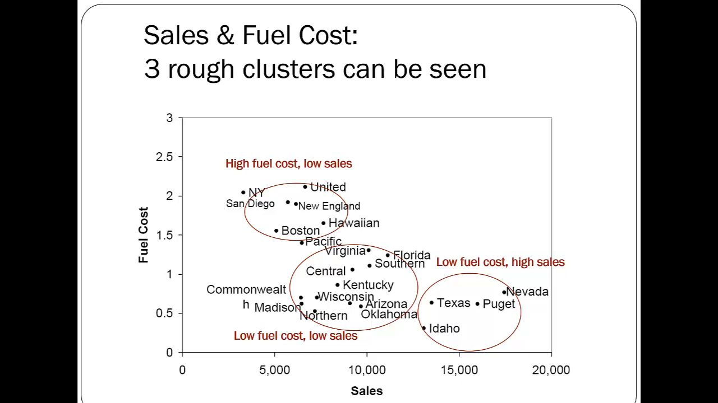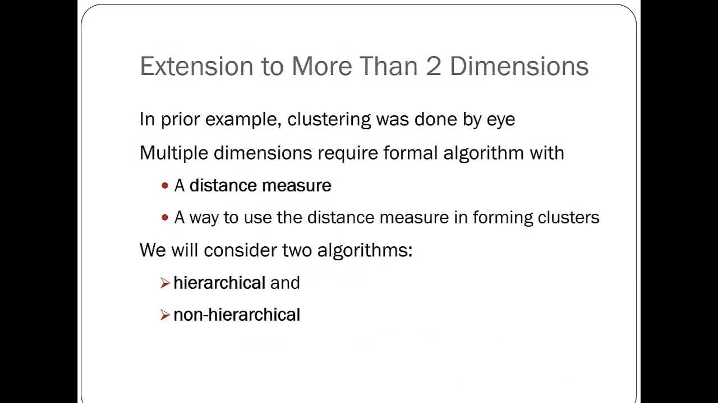But the question you should be asking yourselves is, what happens if we have more than 2 variables? Because humans are not very good at viewing things in more than 3 dimensions. Anyway, 3 we can kind of do, but once you get to 4, 5, and 6, then things start to get very difficult. So when we move on to multiple dimensions, we're going to need to come up with a distance measure. And then what are we going to do with that distance measure? So we're going to look at 2 different algorithms. One's called hierarchical, and the other one's called non-hierarchical. And they're both based on measuring the distance between points in whatever number of dimensions we're considering.